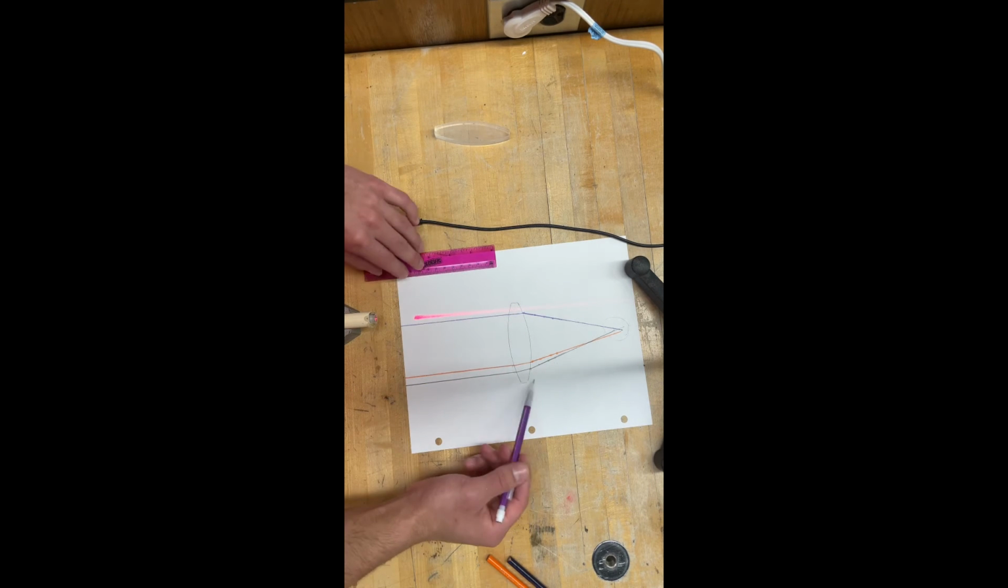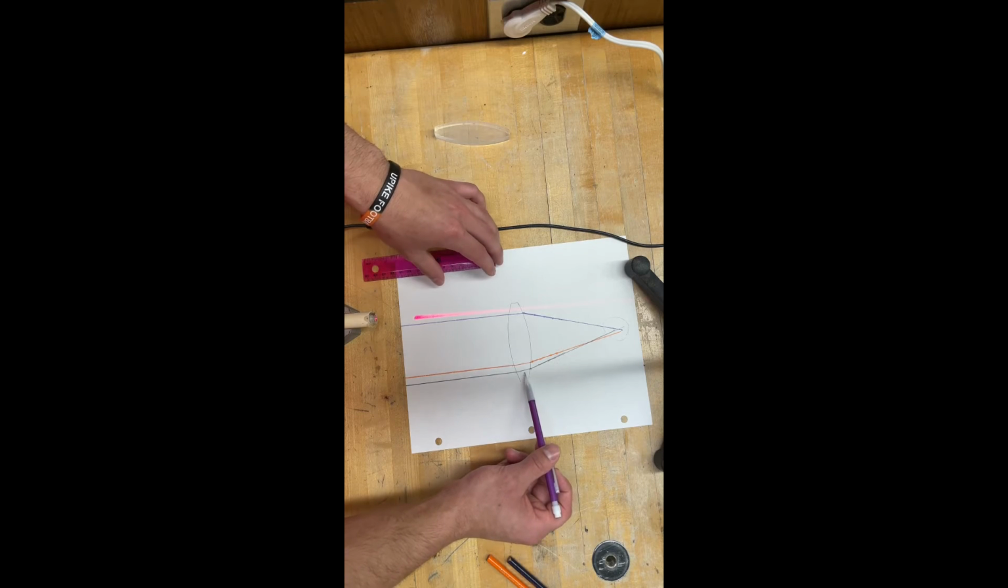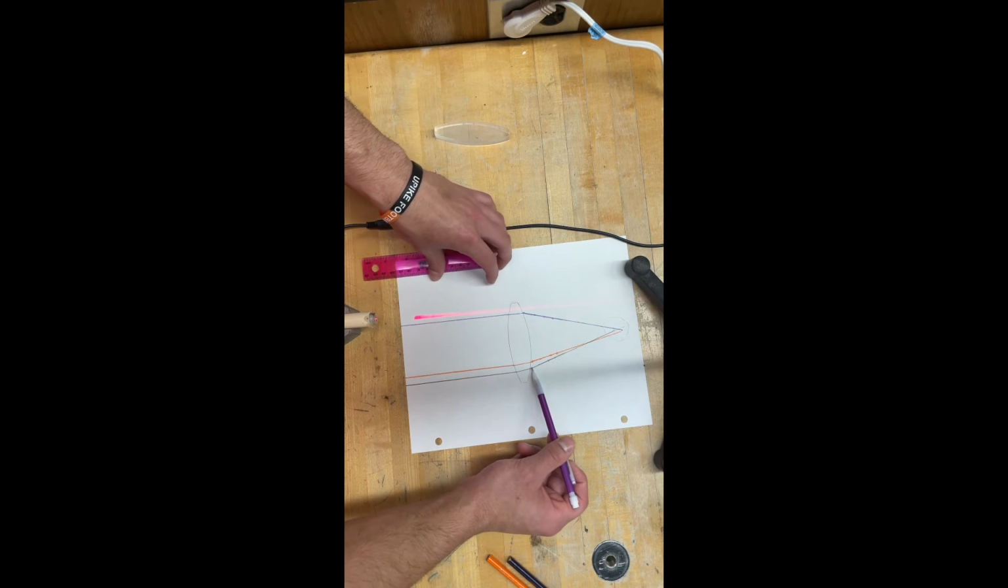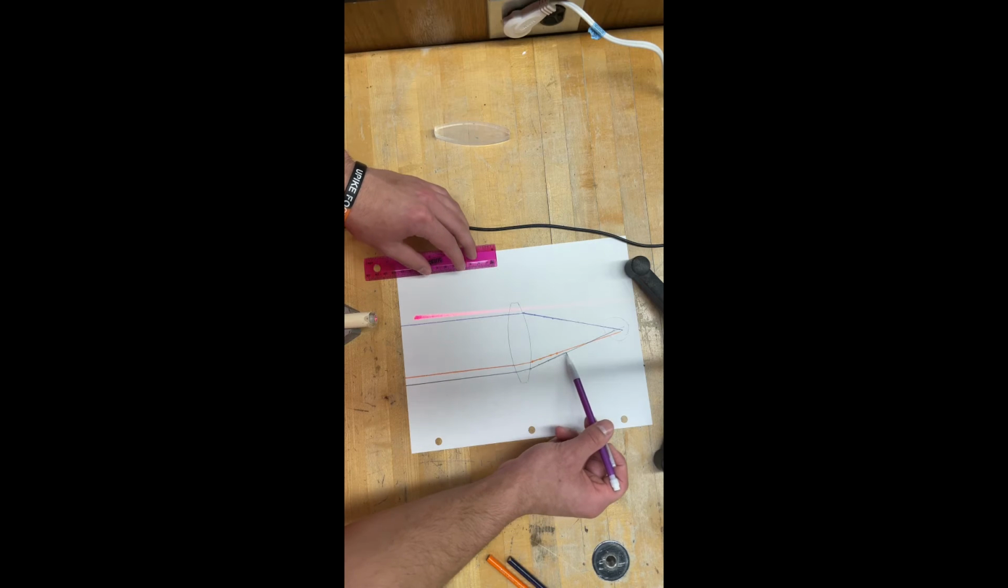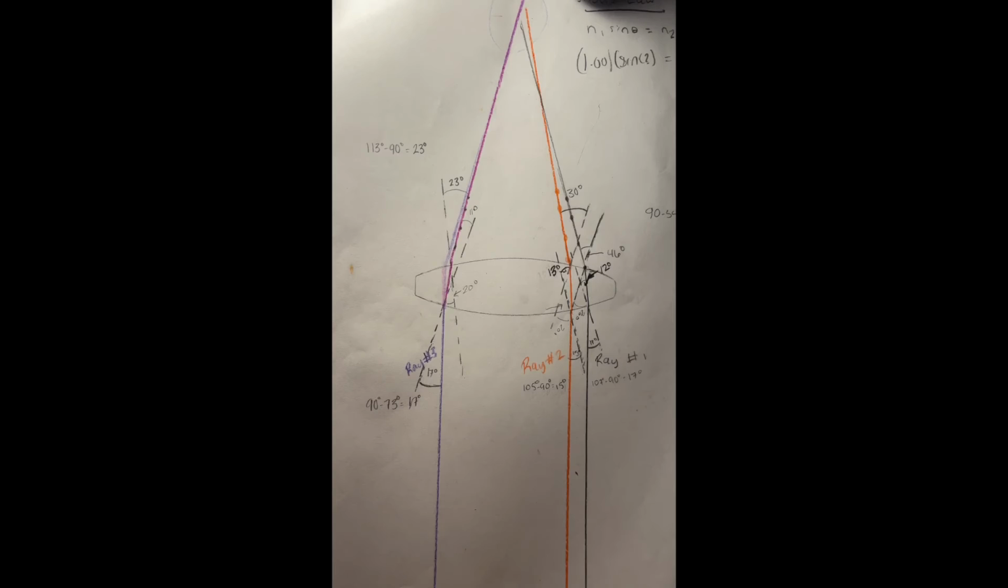Because what happens is once the light hits the lens, there's refraction creating this angle, and then as it leaves, it's refracted more, and then it follows the path to the retina. All right, so here I have my diagram with all my angles. Now I'm going to use Snell's law in order to determine the index of refraction of the lens.